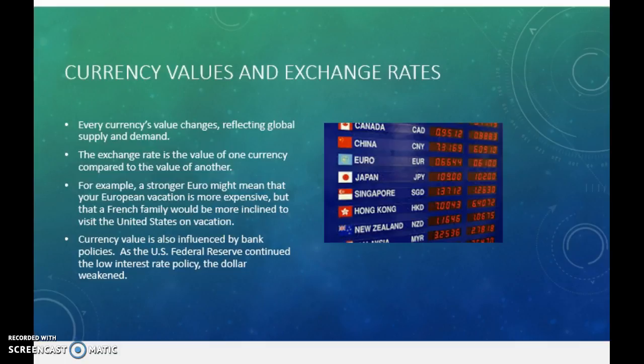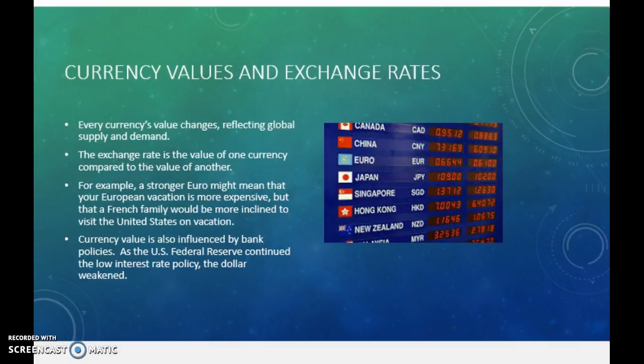The textbook example on page 404 explains that if the euro is stronger in relation to the US dollar, the European vacation you might take could be more expensive if you are US-based. A French family, on the other hand, would be more inclined to visit the United States on vacation then, because they could get more for their money.